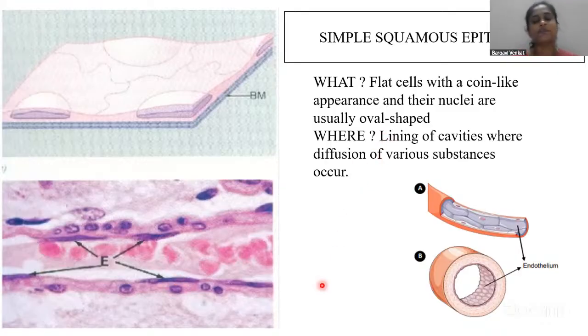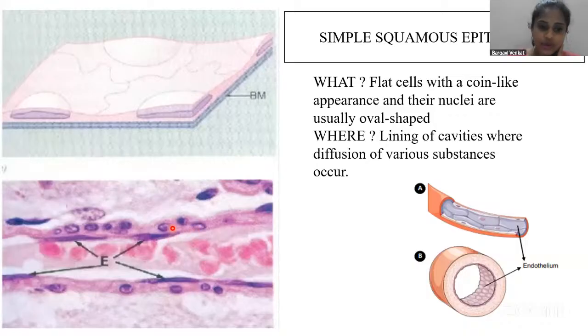Where are they seen? Certain types of epithelium are seen in specific areas because they possess certain functions, not just protection. Here, it is usually seen in the lining of cavities where diffusion of various substances occurs.